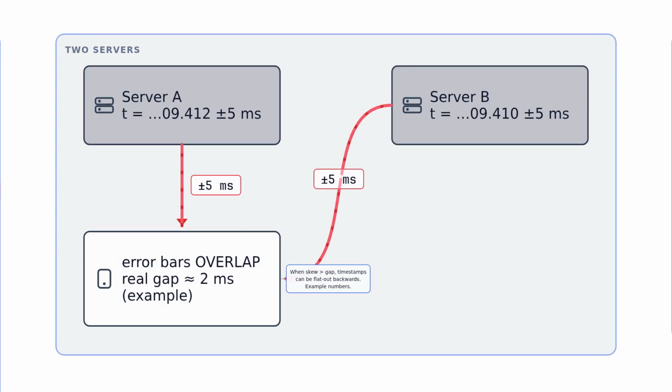Two servers, each with a few milliseconds of uncertainty. The real gap between the events is smaller than either error bar. When skew is bigger than the gap, the order their timestamps give you can be backwards. A better crystal does not save you.